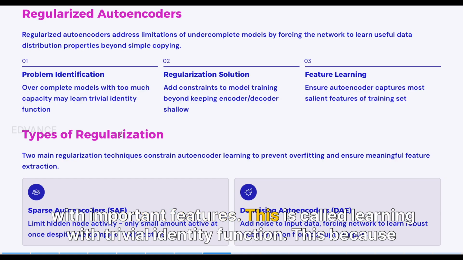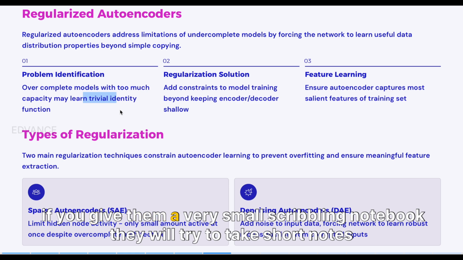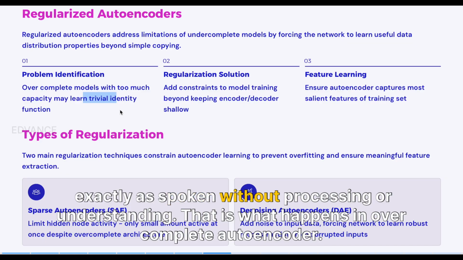This is called learning with trivial identity function, because the model is not discovering any deeper patterns. As an example, think of a student in the class. If you give them a very small scribbling notebook, they will try to take short, meaningful notes. But if you give them a huge notebook, they might copy the teacher's words exactly as spoken without processing or understanding. That's what happens in overcomplete autoencoder.